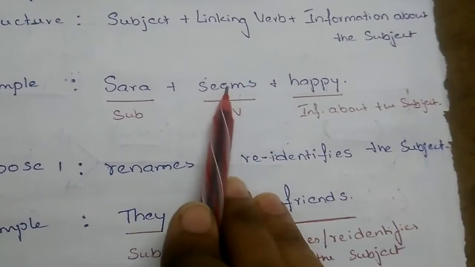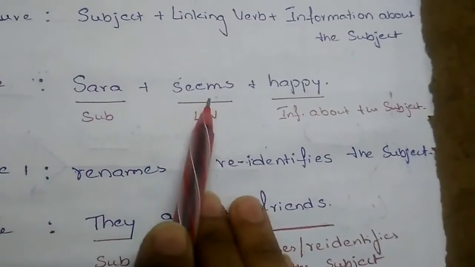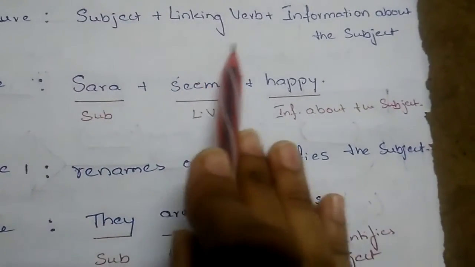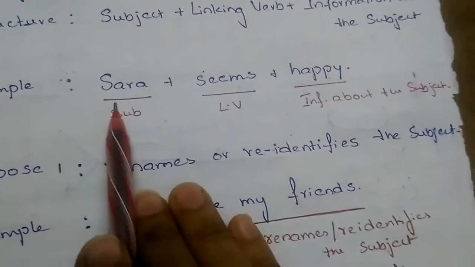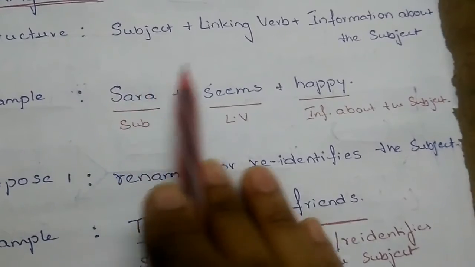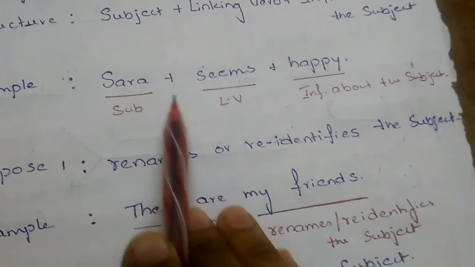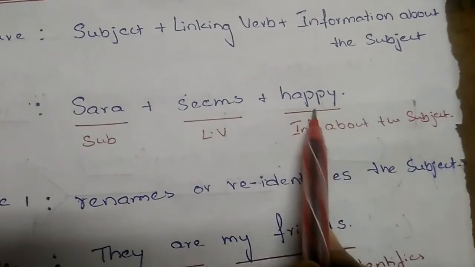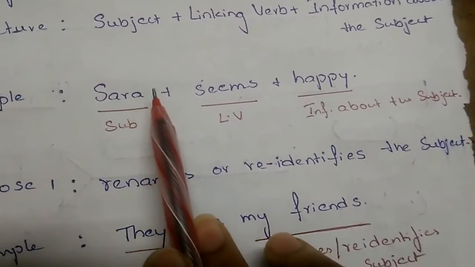A linking verb links the subject of the sentence to the information about the subject. Here in this sentence, the word seems links the subject and the adjective that describes the subject Sarah. That means here happy is the state of mind. Here, how Sarah feels.